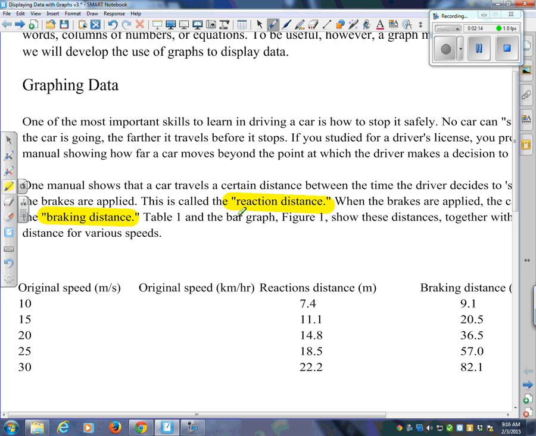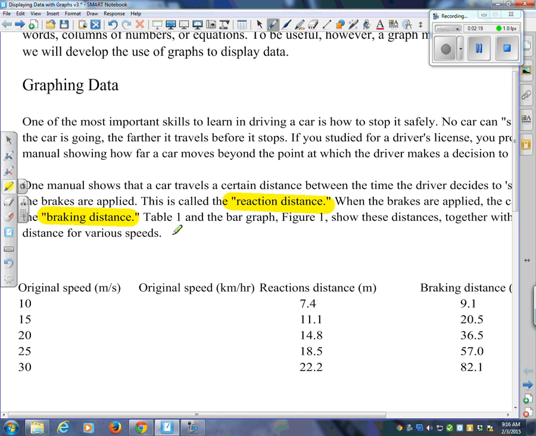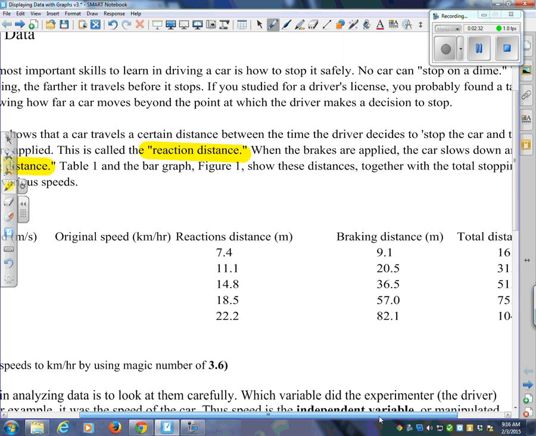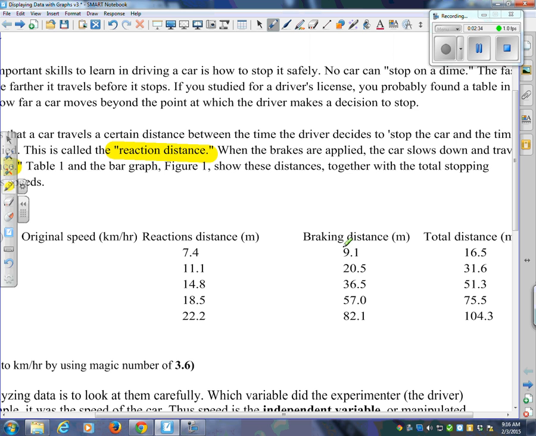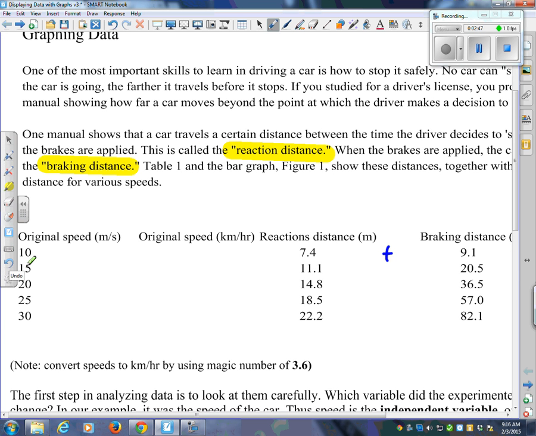Table 1 and the bar graph, figure 1, show these distances together with the total stopping distance for various speeds. So, if you're going 10 meters per second, with a certain reaction time, you'd travel 7.4 meters before your foot hits the brake. Their braking distance would be 9.1, for a total, add them together, right, of 16.5. And so on. If you're traveling 15 meters per second, it's going to take you 11.1 meters to get your foot to the brake.